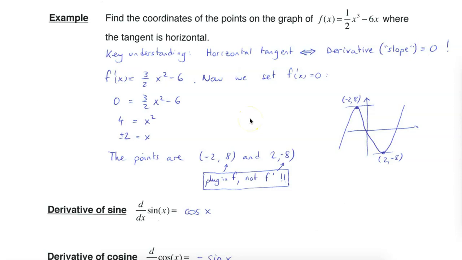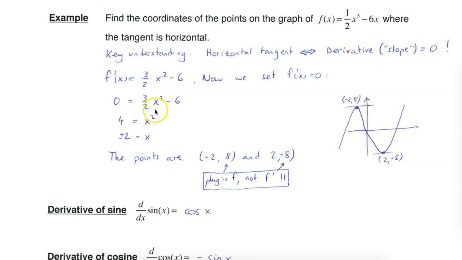So let's see the question. Find the coordinates of the points on the graph of f of x equals half x cubed minus 6x where the tangent is horizontal. So we want the tangent horizontal. That means we want to find the line where the slope is 0, where the derivative is 0. So very interesting. Let's look for the derivative and set it up equal to 0.